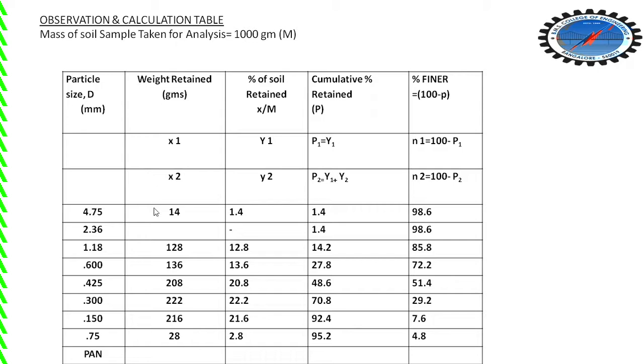And then weight retained. As I told you earlier, we have to note down the soil retained on each sieve, and it has been listed over here. For example, how to calculate the percentage of soil: if I assume this one as x1, then x1 divided by the mass, that is x by m, gives you y1, the percentage of soil retained.